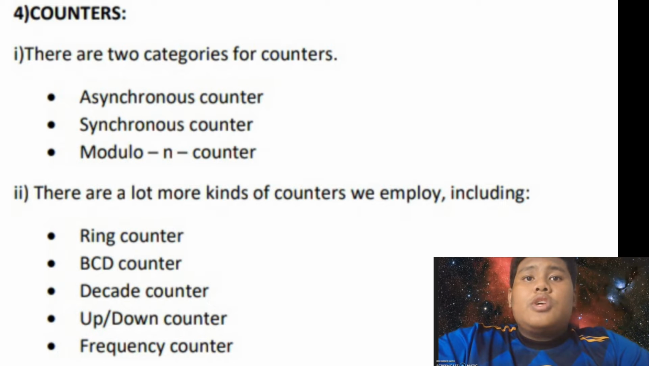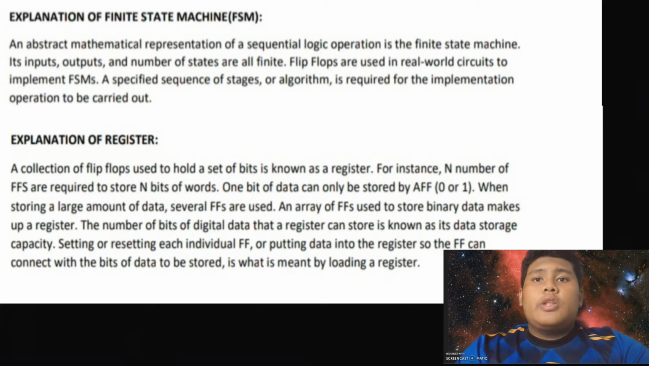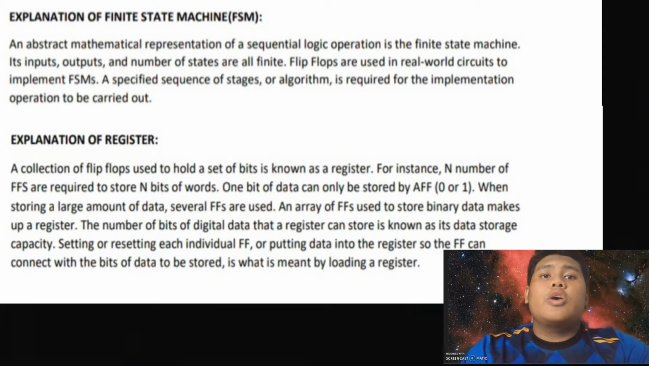There are two categories of counters, asynchronous counter and synchronous counter. There are a lot more kinds of counters we employ, including ring counter, BCD counter, decade counter, up and down counter, and frequency counter. And the last one is the explanation of the finite state machine, or we can call it FSM.